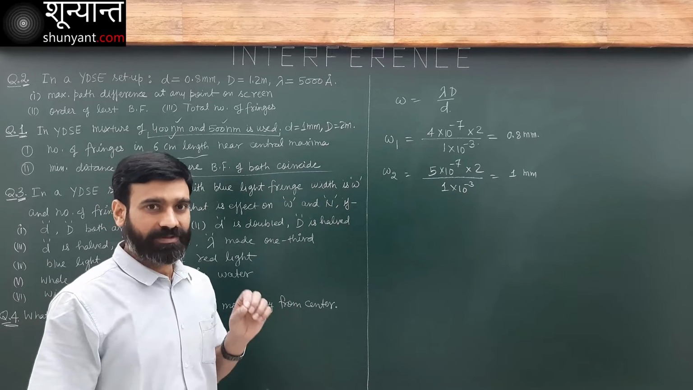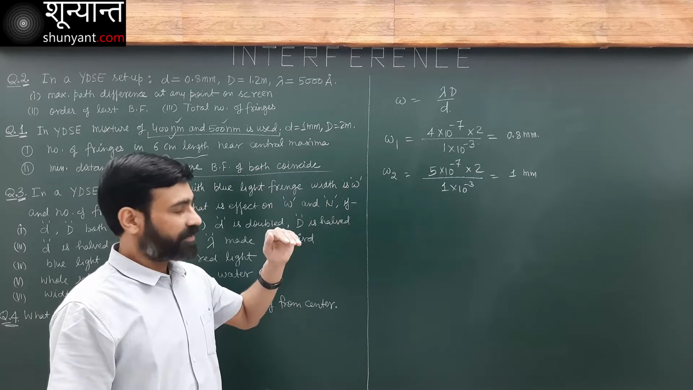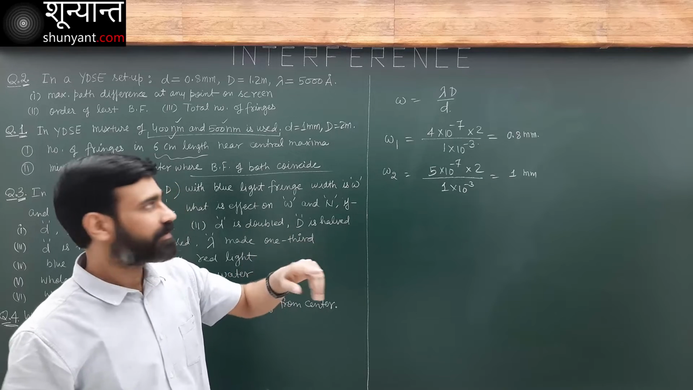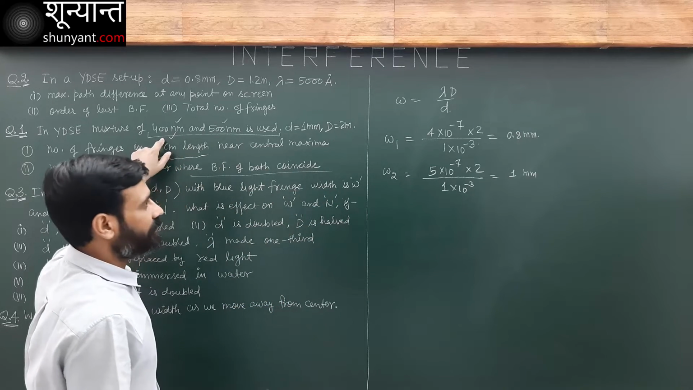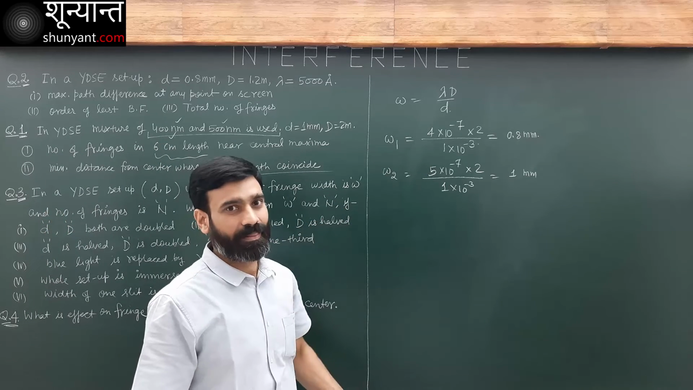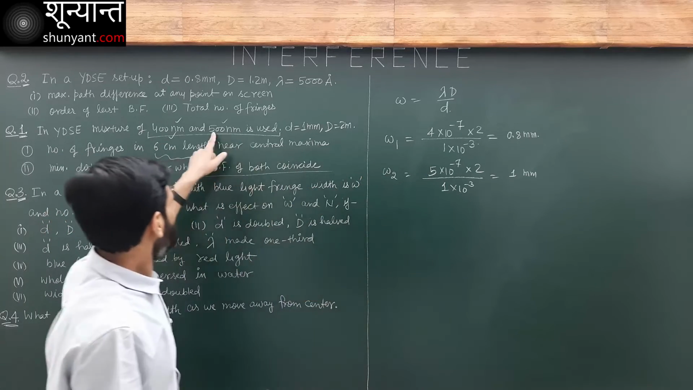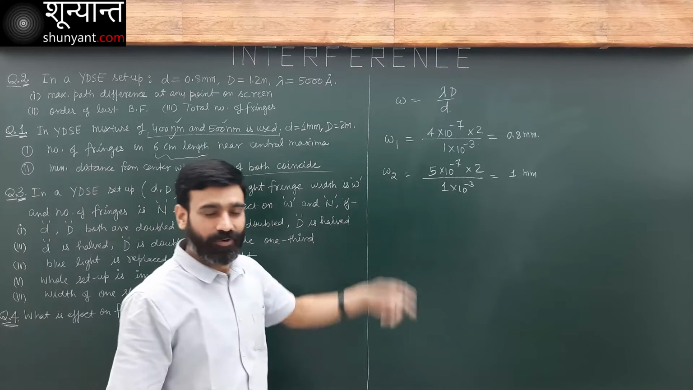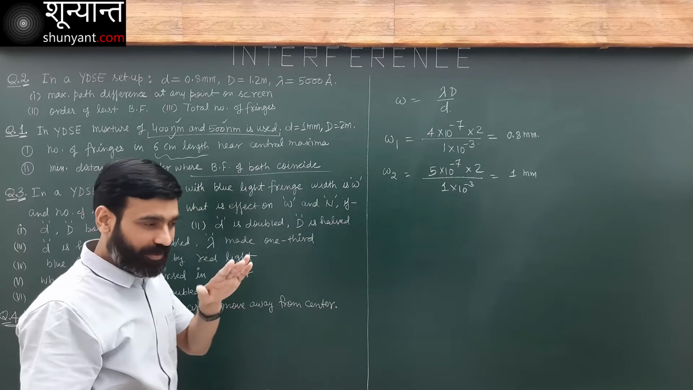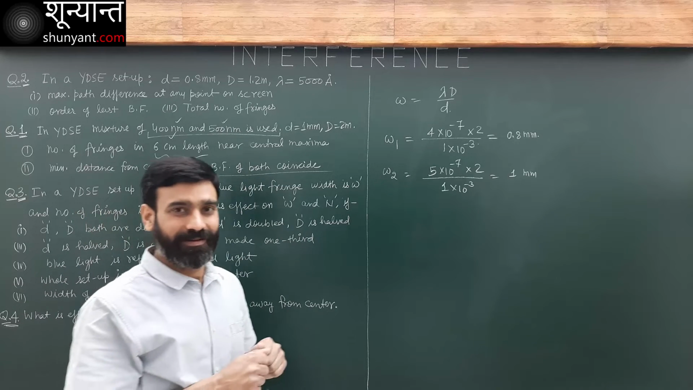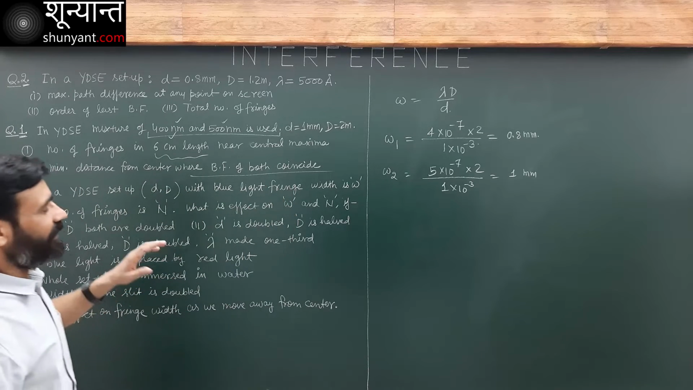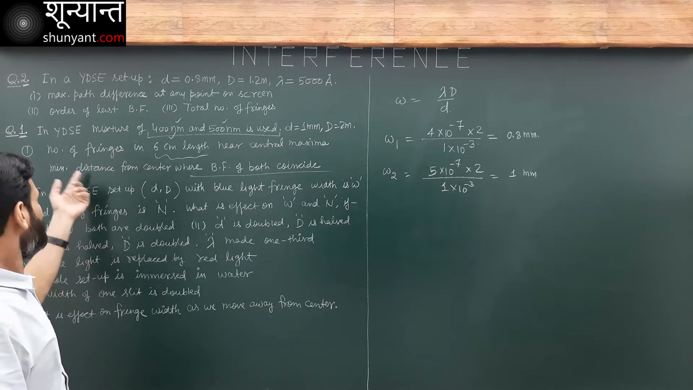Starting from the central bright fringe, I am going to get bright fringes for this light at every 0.8 mm. For the second light, every millimeter I am going to get one bright fringe. At some point, both are going to coincide. That will happen at some point, and we will do that when we discuss this.